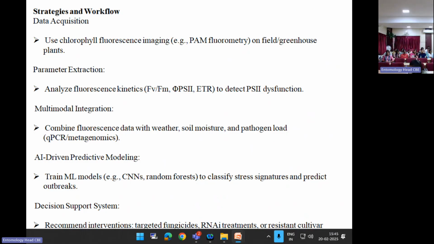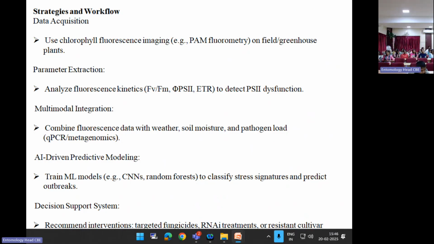We can train models. We can use convolutional neural networks, random forests, and several other algorithms, classify signatures, and we can build a database, and we can actually transpose our symptoms on the database, and the AI will detect it and immediately tell us the severity of the disease, and further it goes on to tell even the control measure. So this is the workflow. Actually, the slide is not fully shown. Decision support system is the final one.